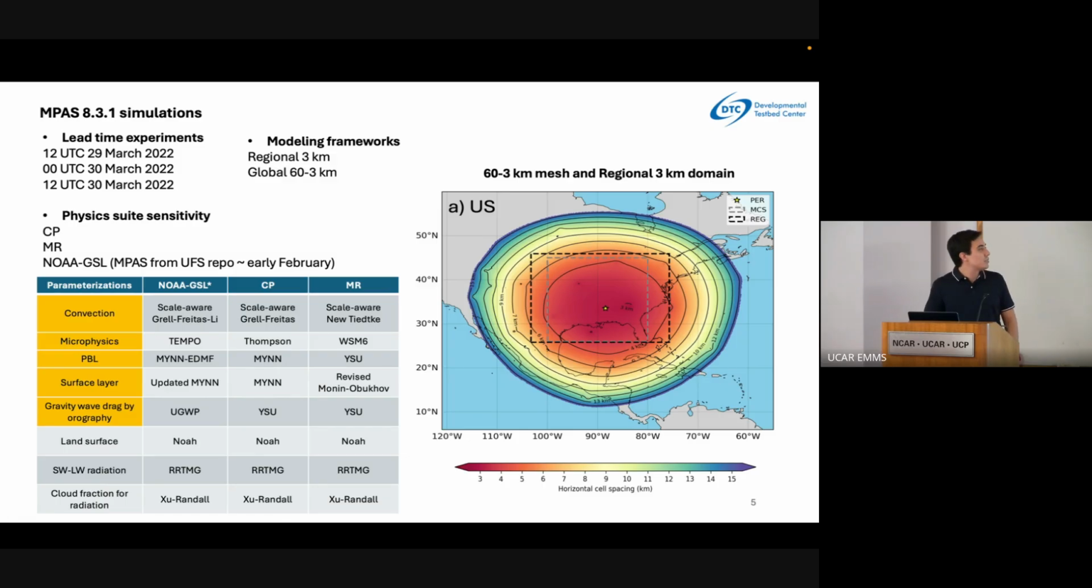So in terms of the parameterizations, we have some differences among them. So the results should be interpreted as a joint contribution because we have differences in terms of convection, microphysics, PBL, surface layer, and also gravity wave drag and orography. Another comment here is that the NOAA GSL physics suite was developed to work with HRRR initial conditions and lateral boundary conditions, and it originally makes use of the RUC LSM, but here, because we are using the IFS, we need to change to the NOAA LSM.